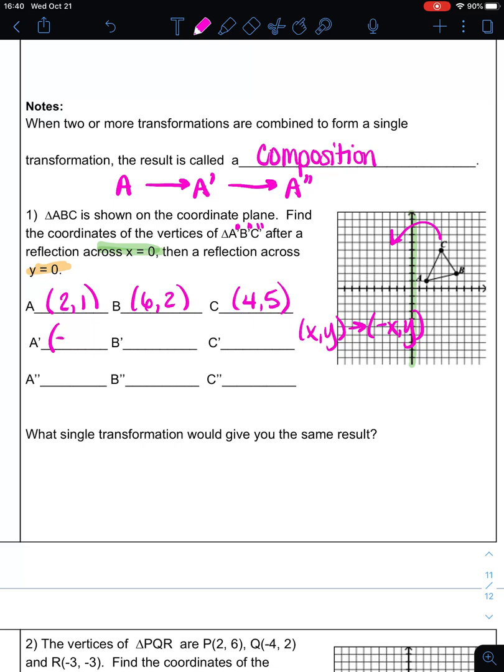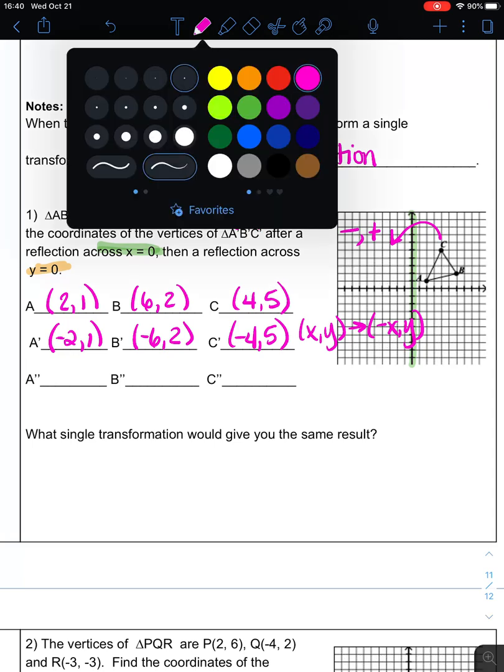So we know that our x values are going to change. That positive 2 becomes a negative 2. That positive 6 becomes a negative 6. And that positive 4 becomes a negative 4. Now I can do a quick double check. All of those points were in quadrant 1. They flipped over that green line and went into quadrant 2. And all the signs in quadrant 2 are negative, positive, so all of my points should match that.